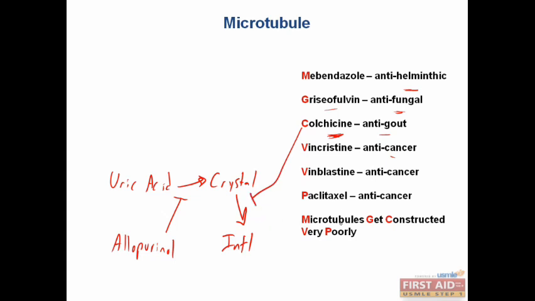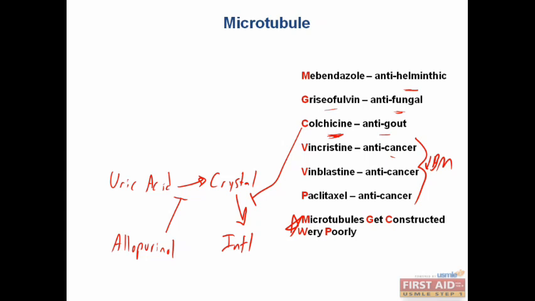Now for these chemo drugs, you learn more about these in the Hem-Onc chapter, but what do you think might be an important adverse effect of inhibiting microtubules with vincristine, vinblastine, or paclitaxel? These drugs can cause bone marrow suppression, since again we're preventing cell division. And like it says in your book, you can remember these with a mnemonic, microtubules get constructed very poorly.